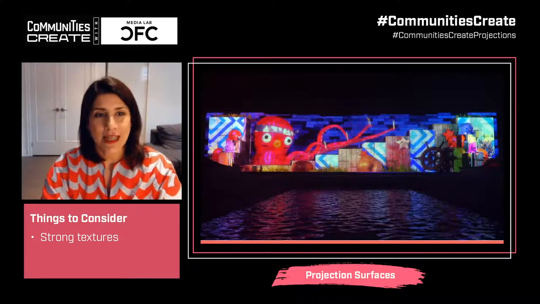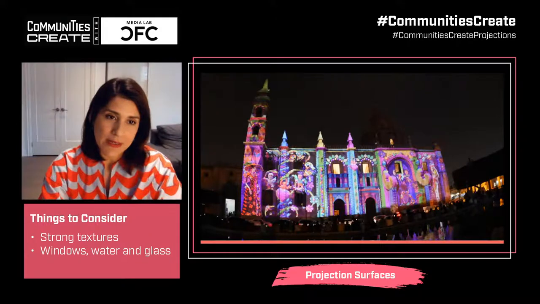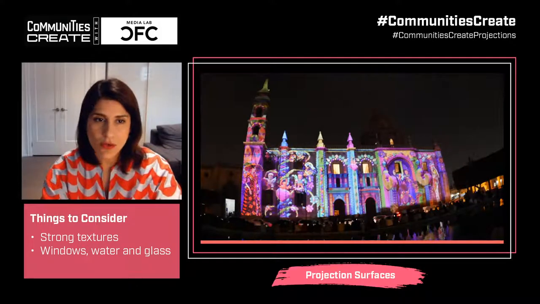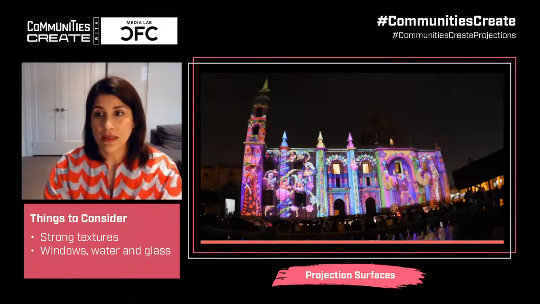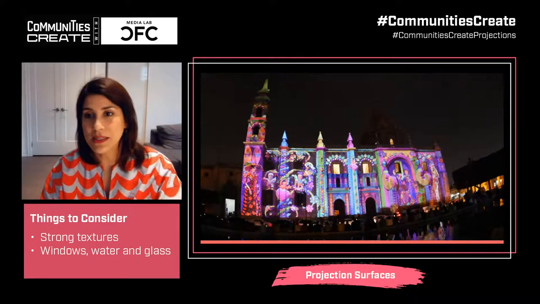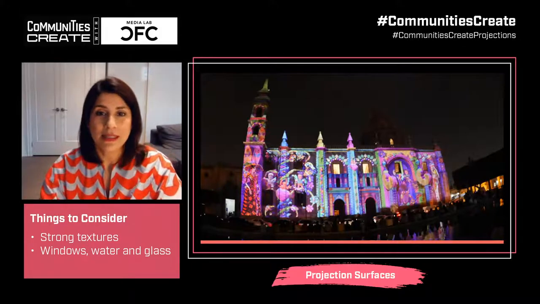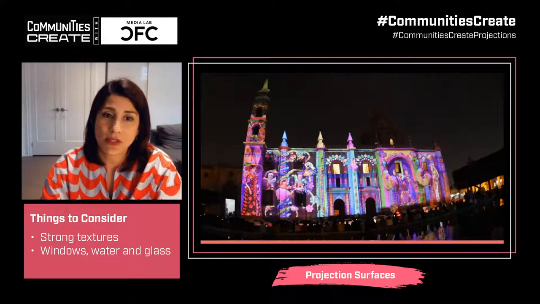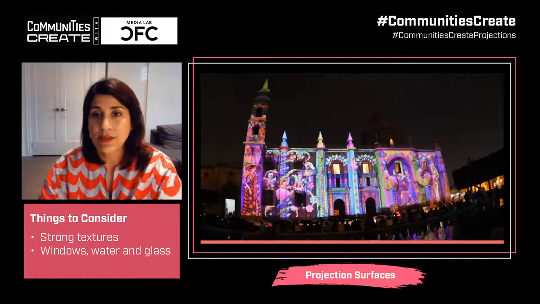But what happens now when you have windows and water and glass? Well, transparent surfaces will let the light go through. So building windows are not ideal to place important content like logos or text. The best options are either to design around them, like if you see the image here, the design is around the windows, or find ways to cover them if possible, if there's fabric or vinyl. That being said, they can be interesting surfaces to experiment on. Many artists work with fog and fountains, and they can yield amazing results as well.